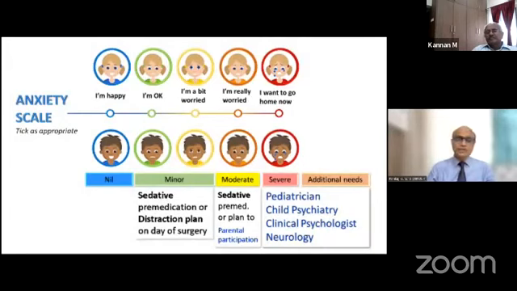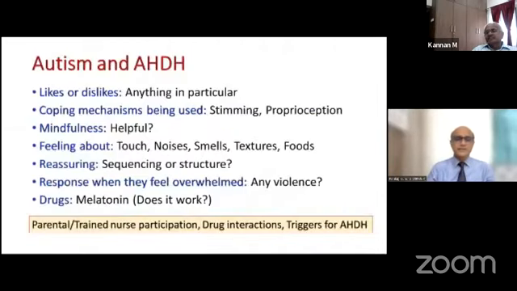So it has now become imperative that you also look at the anxiety scale of children as a part of preoperative assessment. Especially in conditions like autism and ADHD, their likes and dislikes have to be charted out. Their coping mechanisms have to be identified. Their mindfulness, whether it is helpful or not, we have to identify. Their feelings about certain touch, noises, smells, textures, and foods have to be identified. You have to ask for a sequencing or a structure which is reassuring to them. And the response when they feel overwhelmed, do they become violent? And drugs, if they are on, like melatonin, does it work?